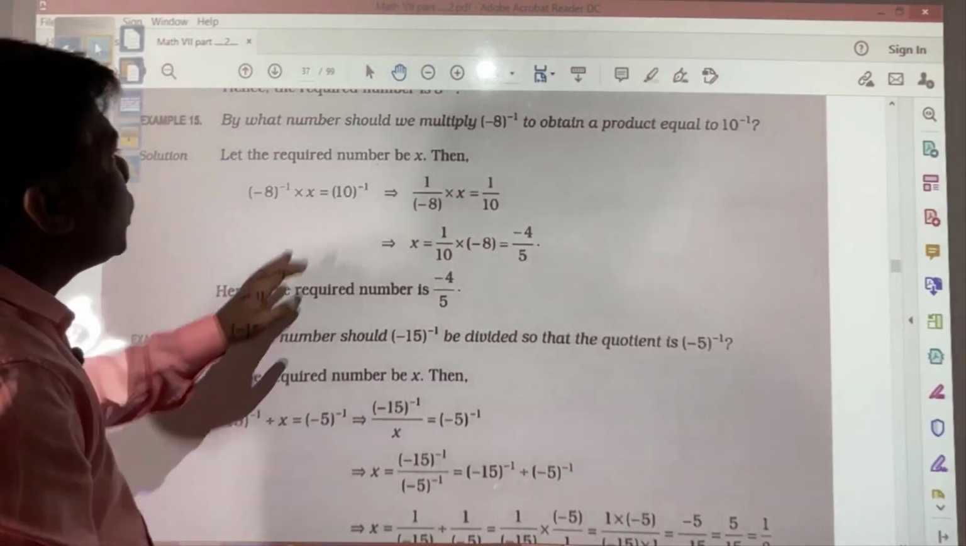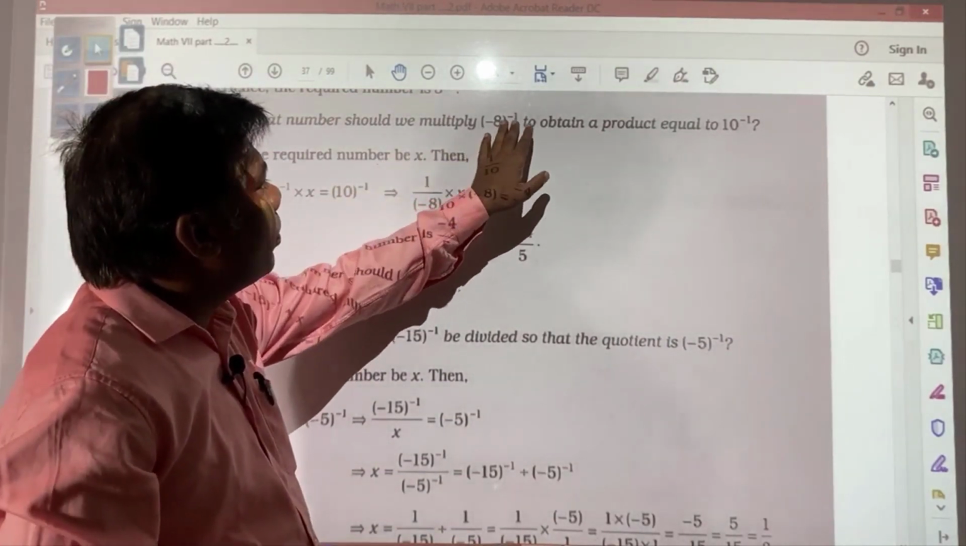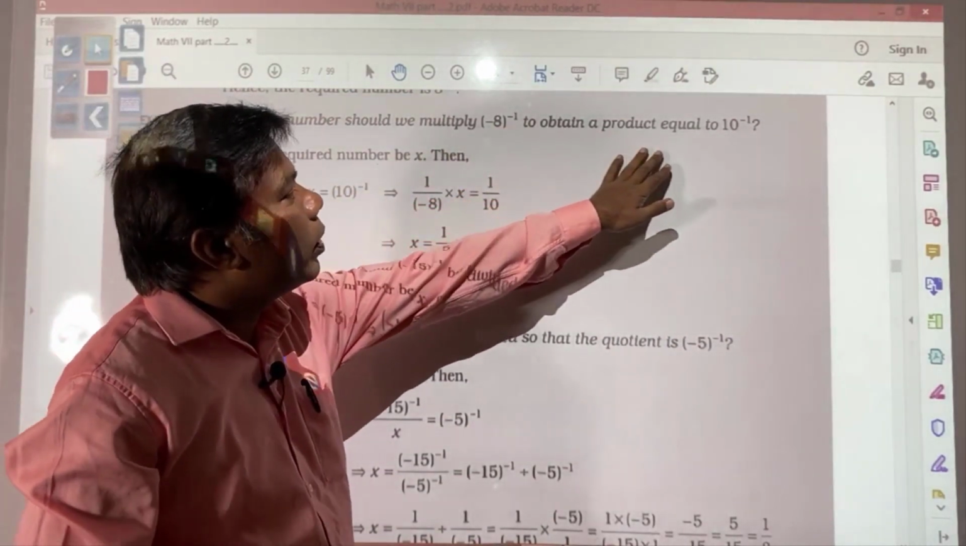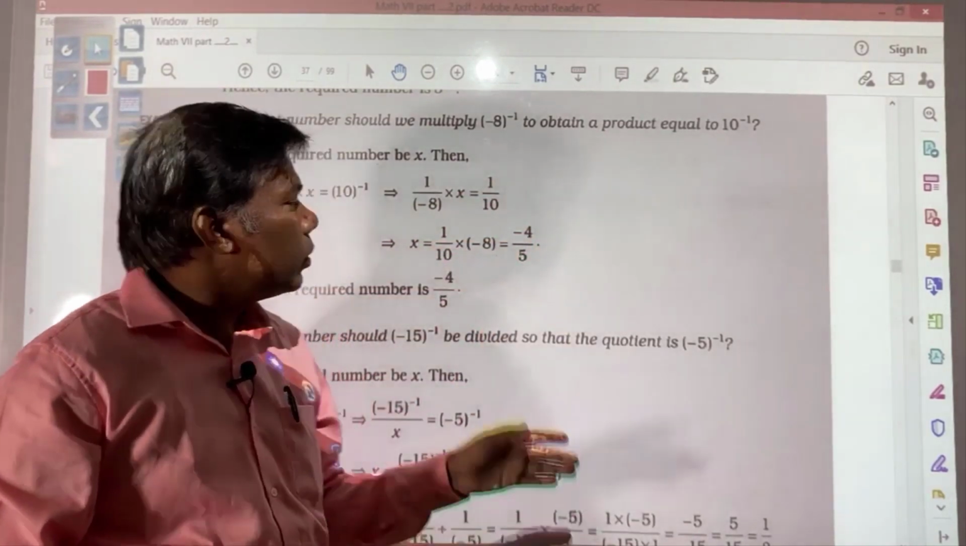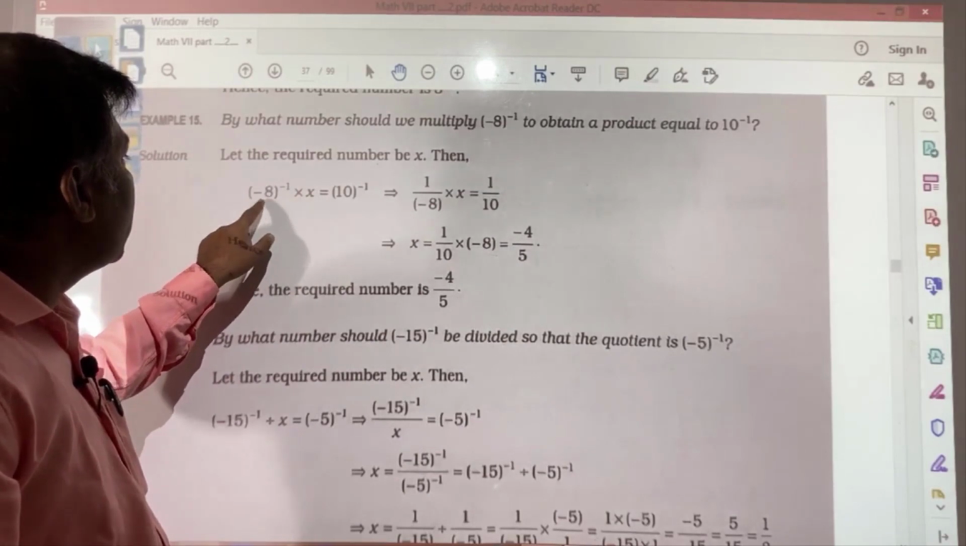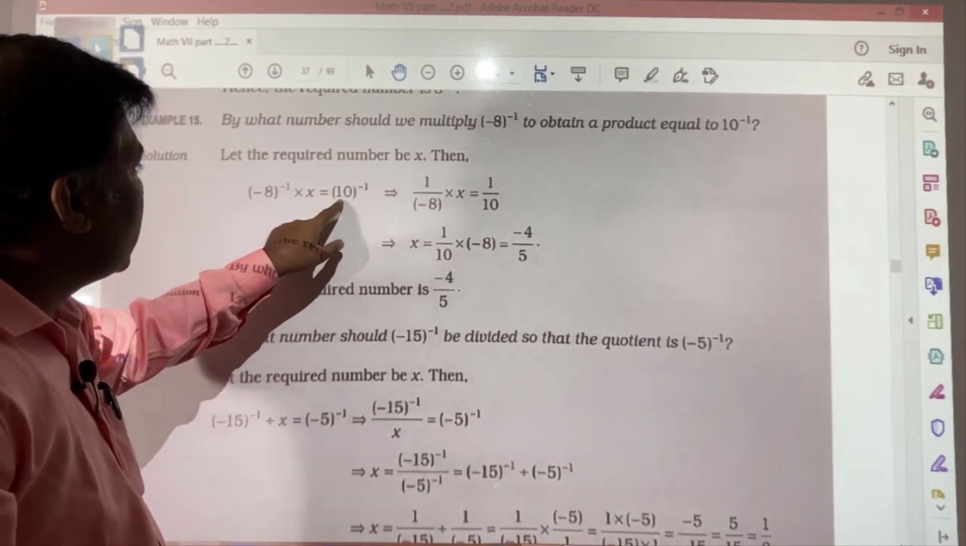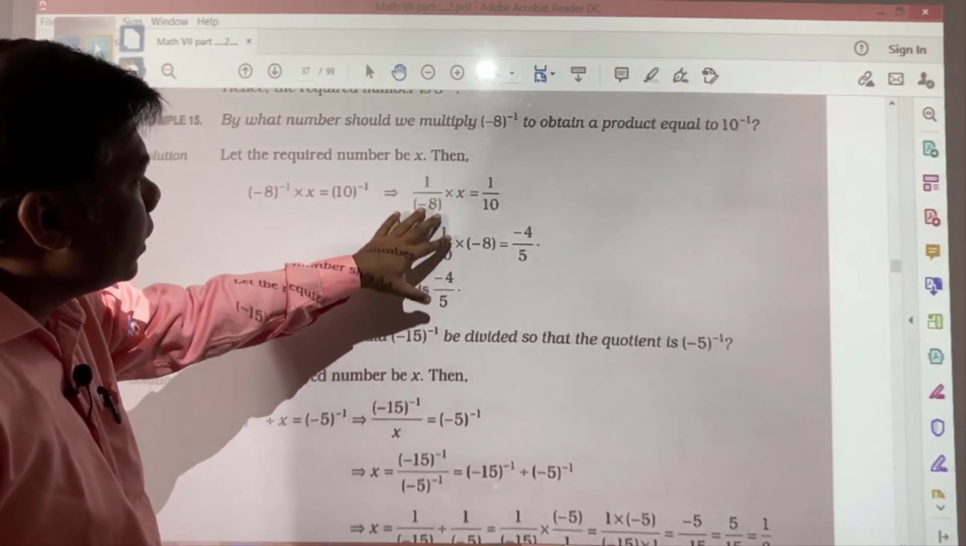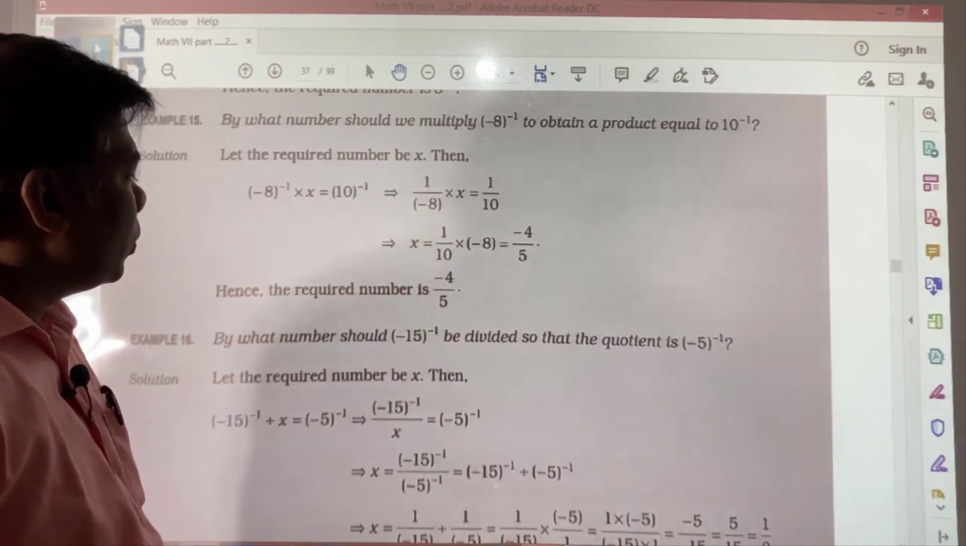By what number should we multiply minus 8 to the power minus 1 to obtain a product equal to 10 to the power minus 1? A similar thing is there, you need to assume that x, so minus 8 to the power minus 1 into x is equal to 10 to the power minus 1, and simple simplification is there, you need to simplify this.